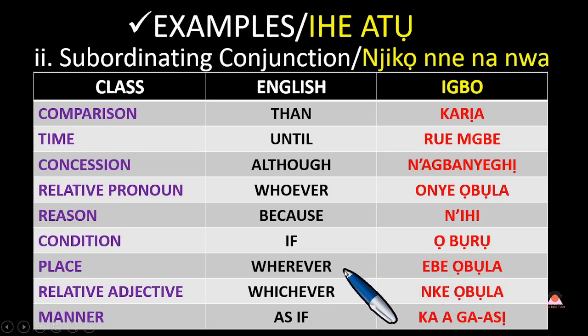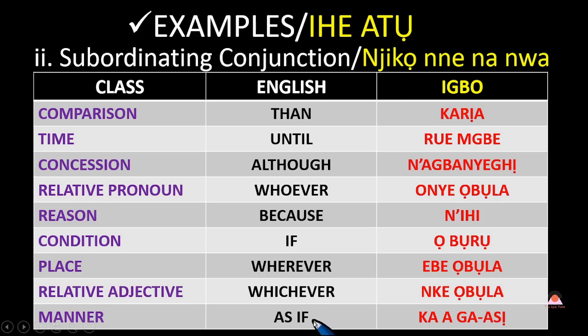Okay. Another class is class for place. An example we have here is wherever. In Igbo, wherever is ebe ọbụla. Of course, I told you earlier, some will use ebe ọbụla, changing this L to N, ebe ọbụla. All are correct. Another class is class for relative adjective. Example is whichever. In Igbo, whichever means nke ọbụla or nke ọbụna, as the case may be. Nke ọbụla.